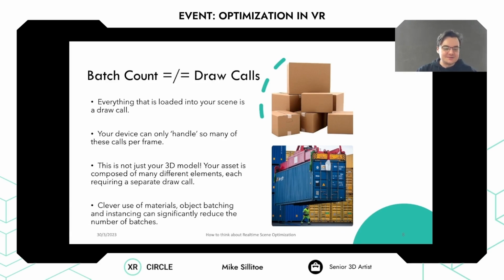So clever use of materials, object batching, and instancing can significantly reduce the number of batches. One example, I'll just use the boxes there. If you were to group all those objects together, that's one draw call. But if they were all separate objects, then each one is a draw call. So think about it like that. And that's why we batch stuff together to reduce the draw calls.